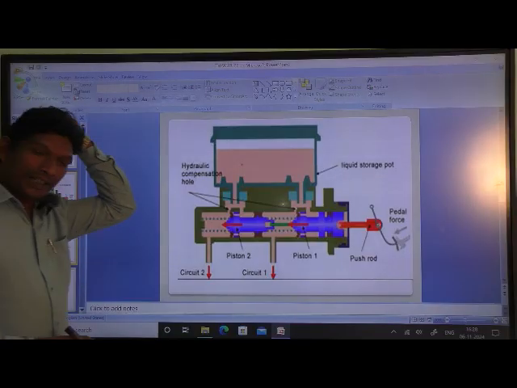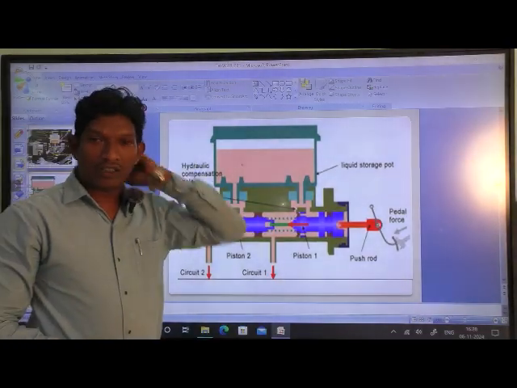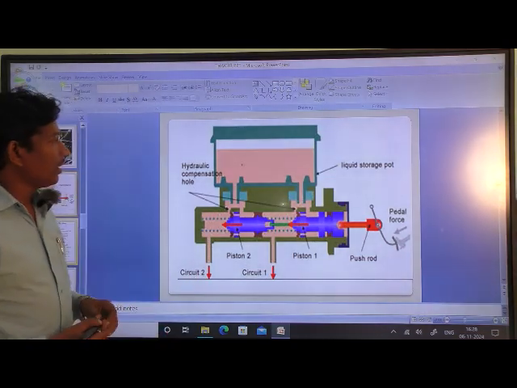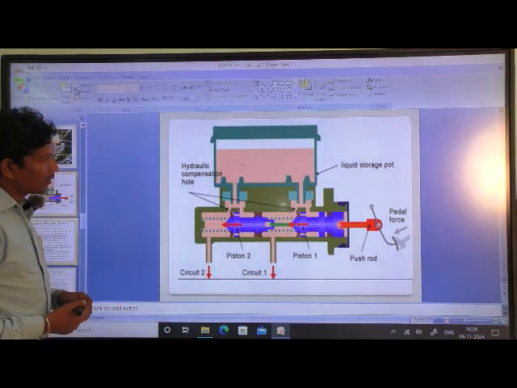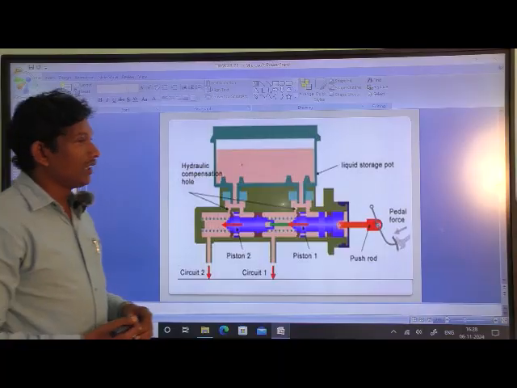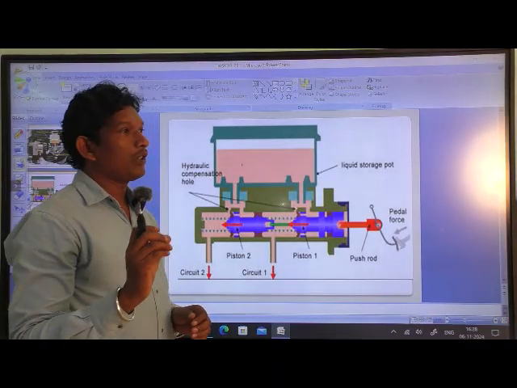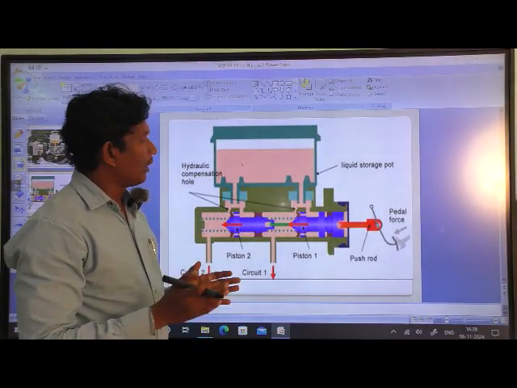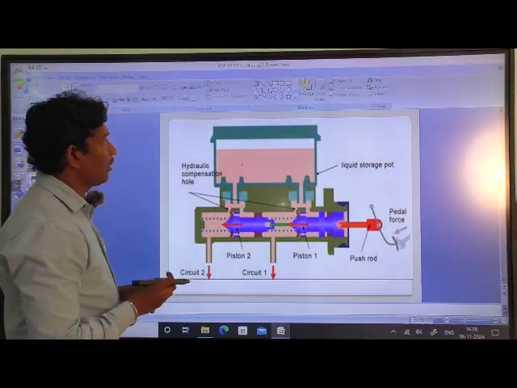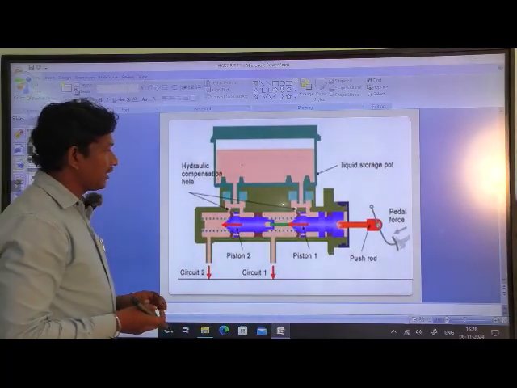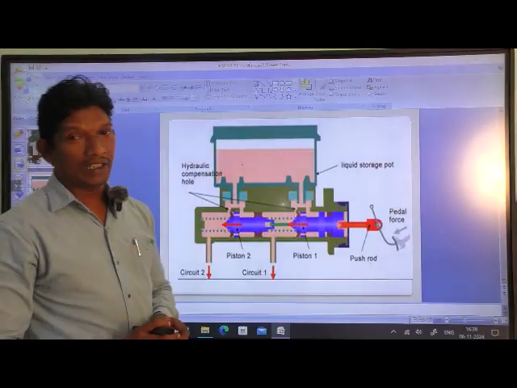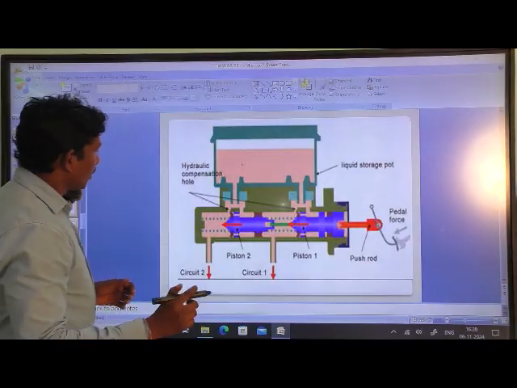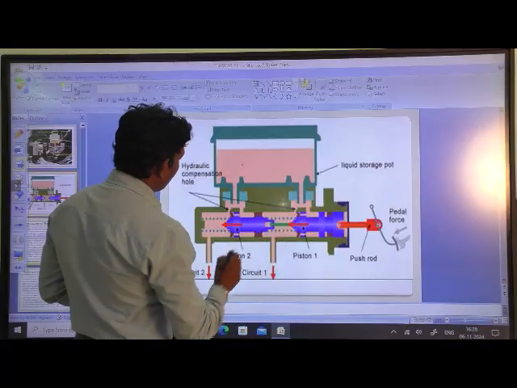The hydraulic braking system works under the principle of Pascal's law. You know Pascal's law. What is Pascal's law? In a liquid, if the rest fluid is disturbed by some object, then the intensity of pressure is moved equally in all directions. That is Pascal's law.